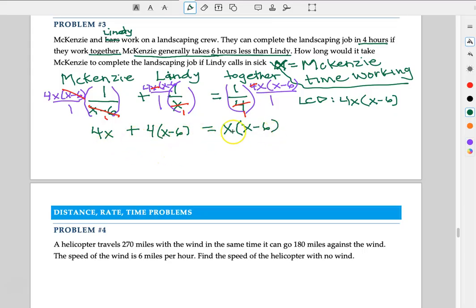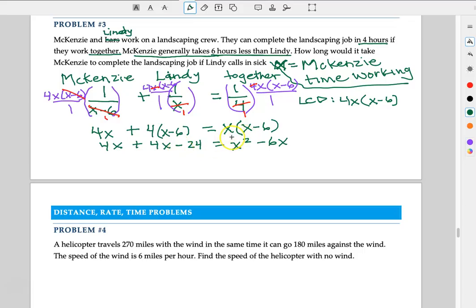All right, and now let's just distribute through to make it easier for us to solve this. So when I distribute that, I get 4x minus 24. Now this time I have to distribute the x, so x times x is x squared, and then x times negative 6 is negative 6x.